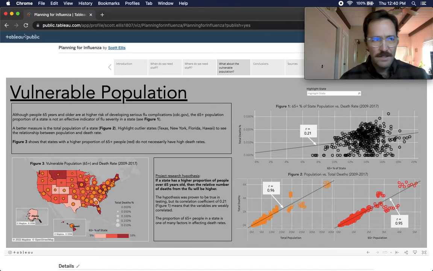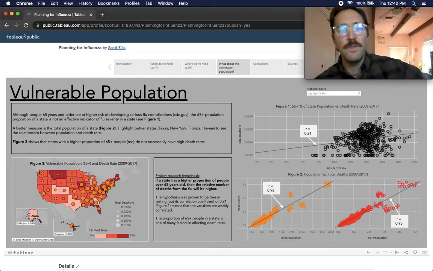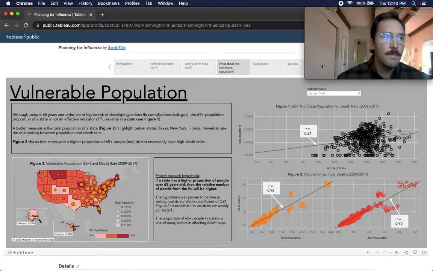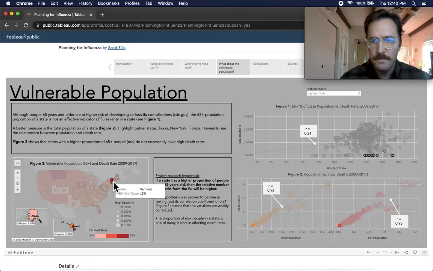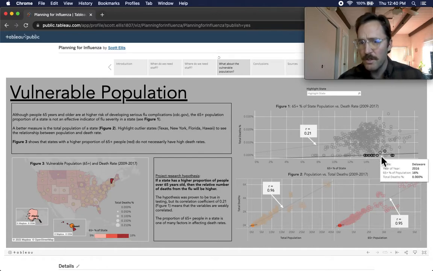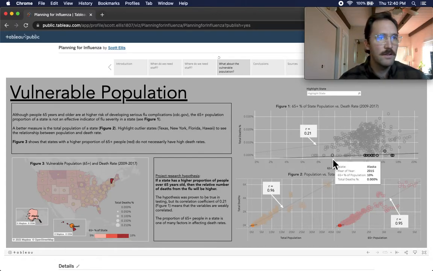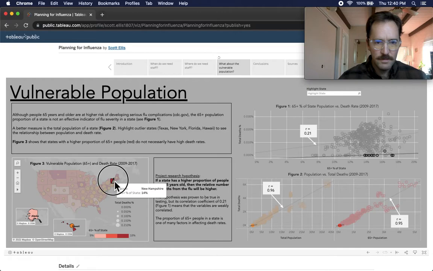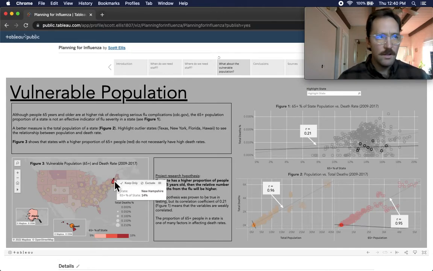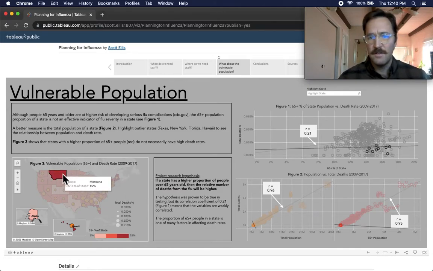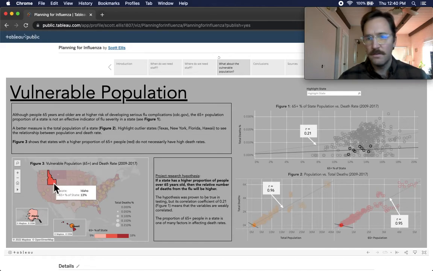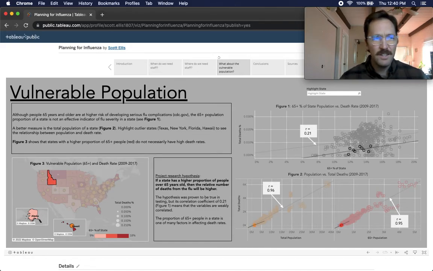This can be visualized further by highlighting some of the many states with large proportions of vulnerable populations that have low death rates. For example, Vermont has a higher proportion of older people and still has a very low death rate. New Hampshire, same thing. Delaware, Montana, same thing. Idaho, very similar. So it's clear here that there must be other factors influencing a state's death rate other than the vulnerable population.